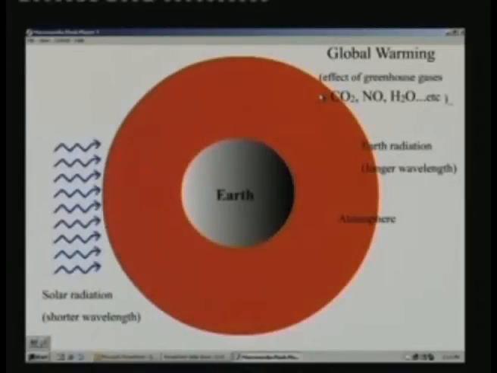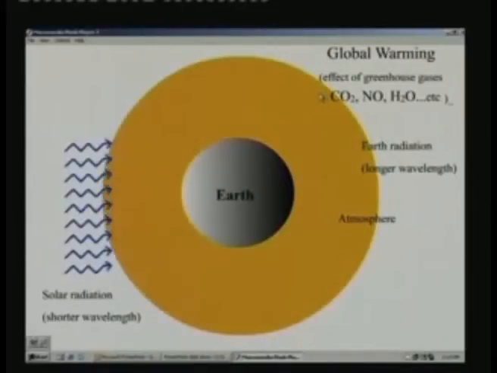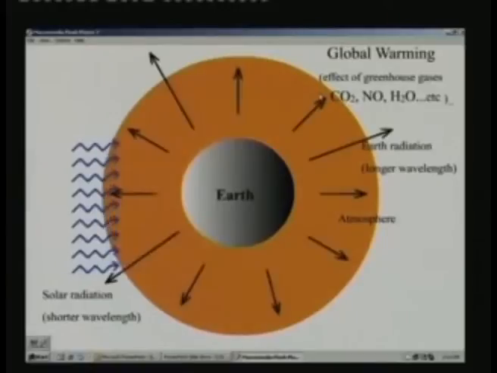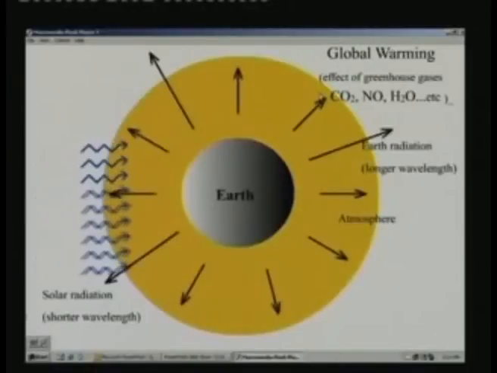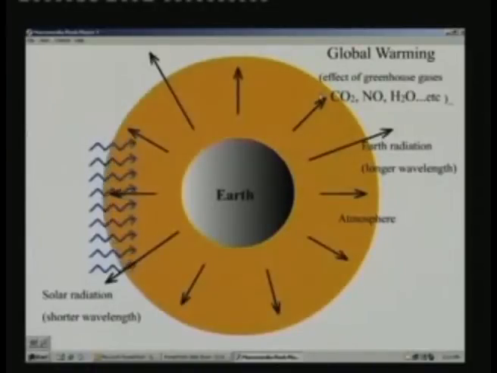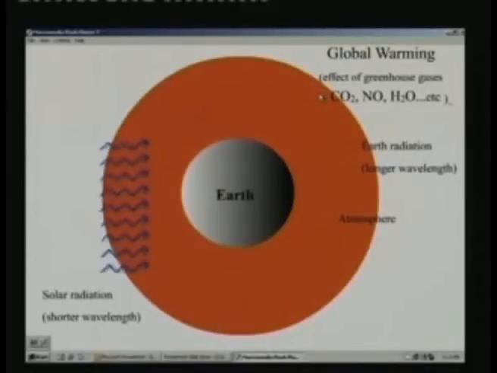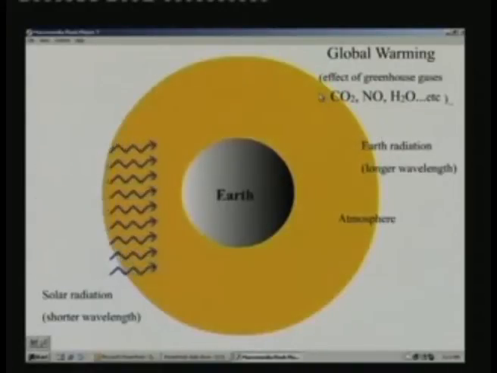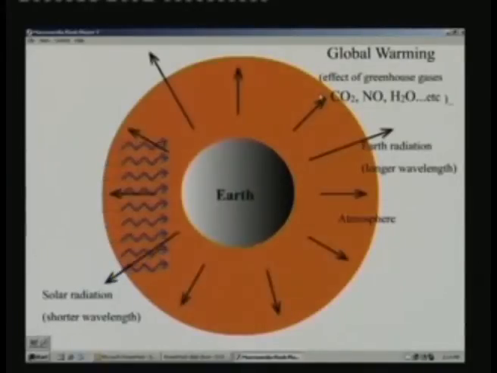So sun emits short wave radiation and the earth emits long wave radiation, and it is these greenhouse gases, they allow short wave radiation to enter the atmosphere, but they absorb the long wave radiation, and that's how they trap the long wave radiation, as a result of which there is trapping of heat within the atmosphere, and the equilibrium is achieved at a higher temperature. That means because of the presence of these greenhouse gases, a warm blanket develops around the earth, and this warm blanket is very essential for life on earth.